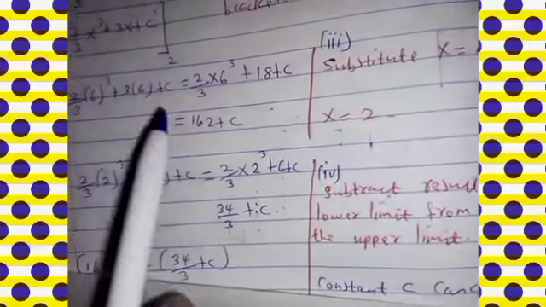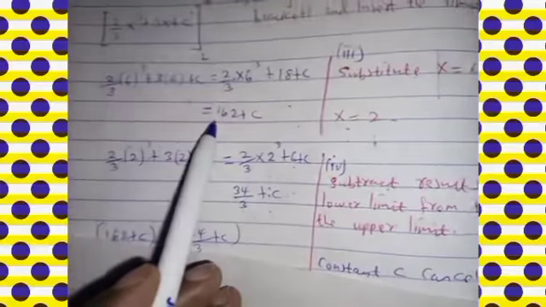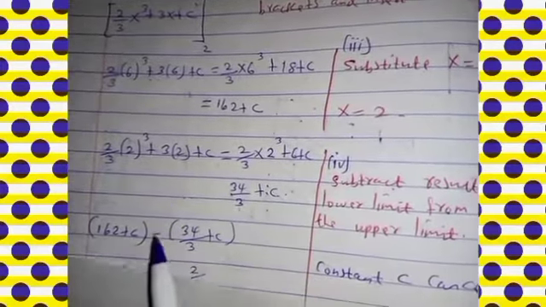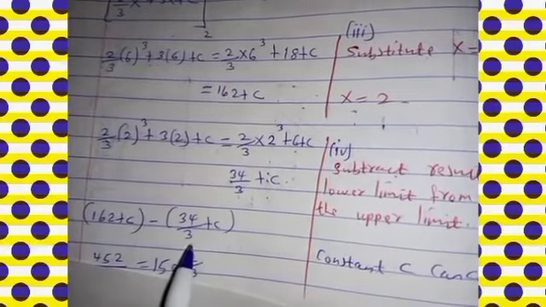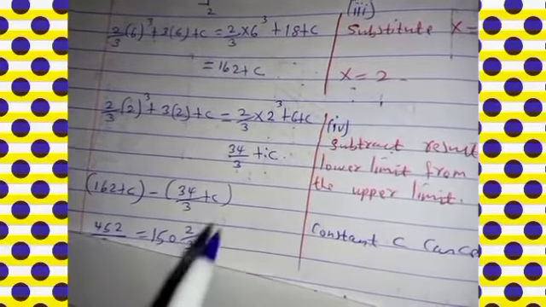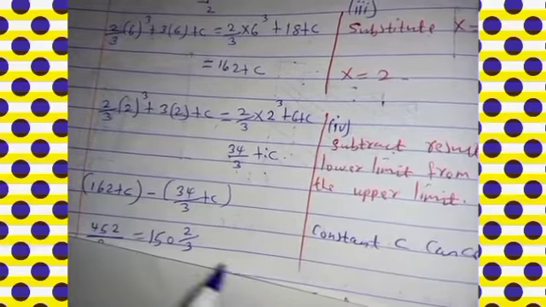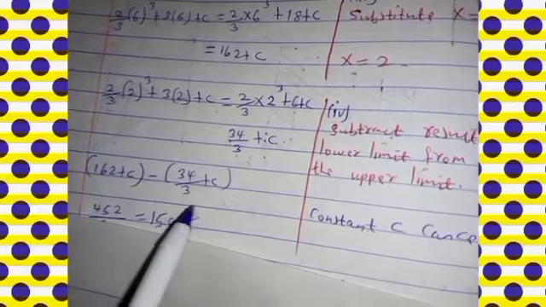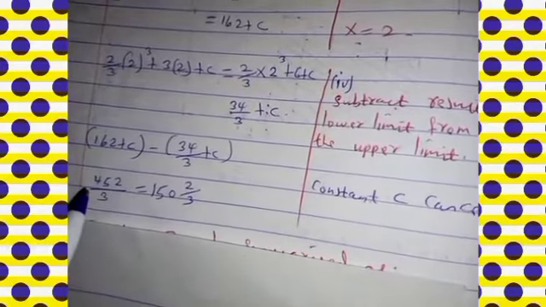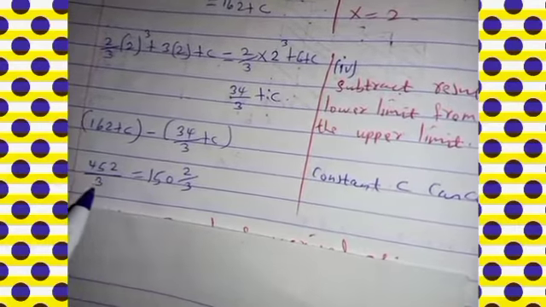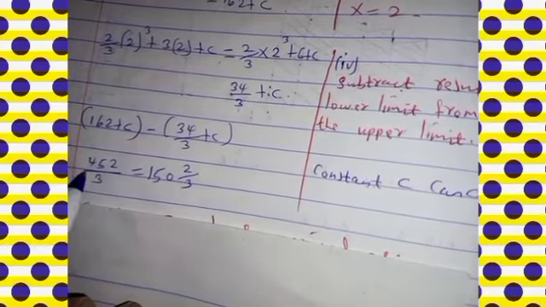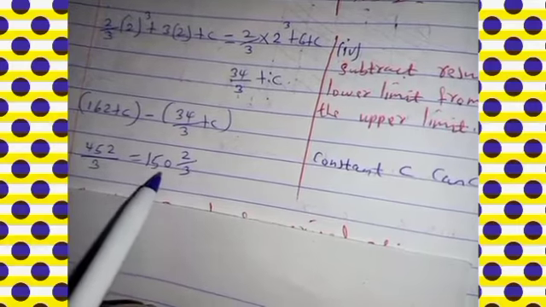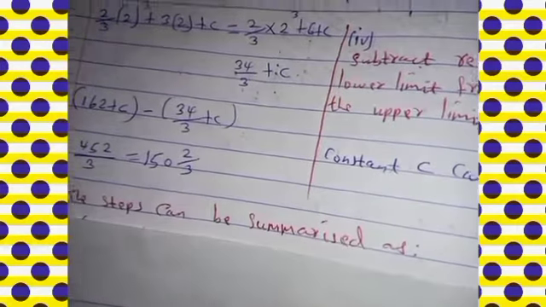In the other ones, we say 162 plus c minus 34 over 3 plus c. Of course, here c minus c will cancel and we will be left with 162 minus 34 over 3, to give us 352 over 3. This is an improper fraction, which can be written as a proper fraction as 152 over 3, as shown there.